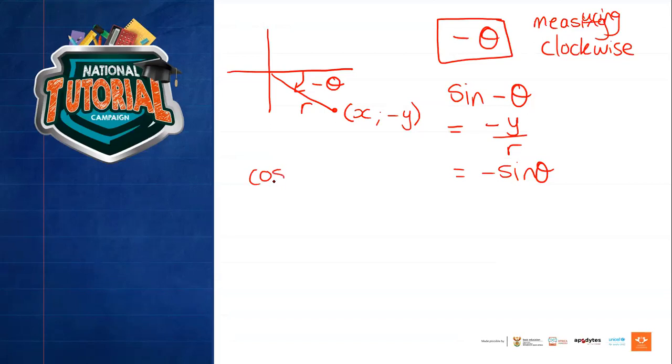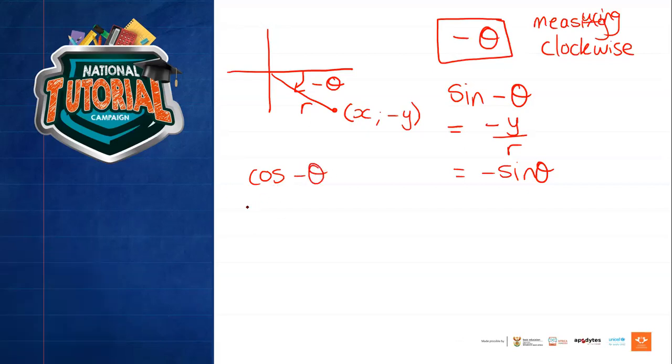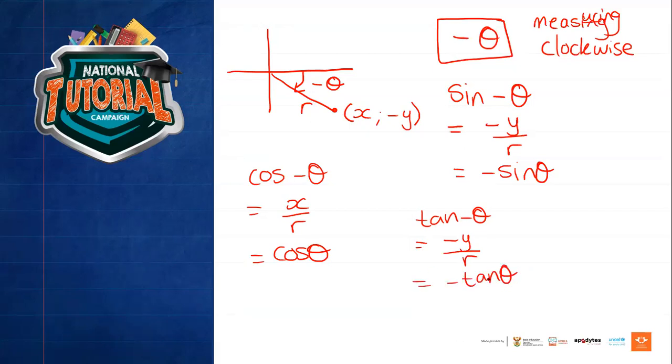If we look at cos of negative theta, cos is x over r, and we have a positive x and a positive r, so it's the same as positive cos of theta. And if we look at tan of negative theta, tan is y over r, and we end up with a negative tan of theta. So the same rule applies. The only one that is positive is cos of theta.